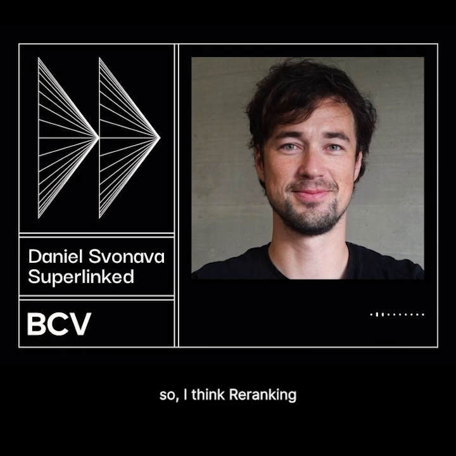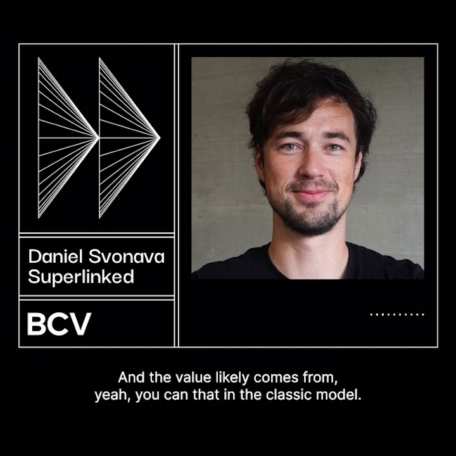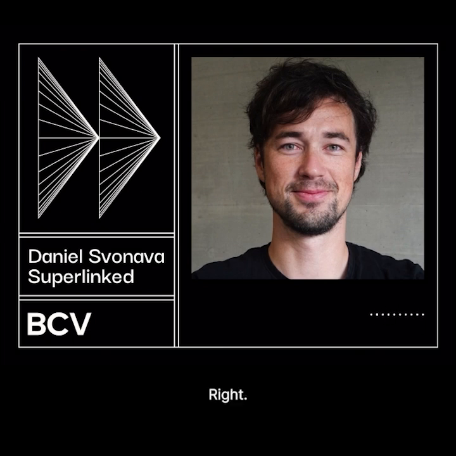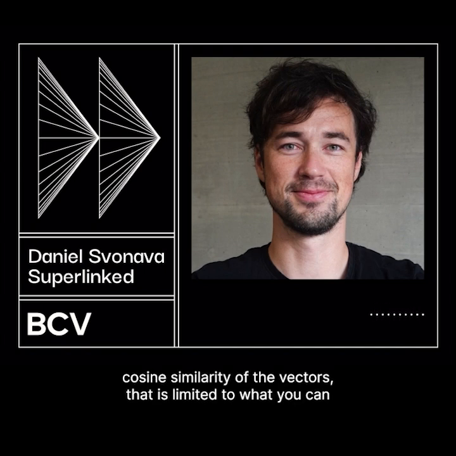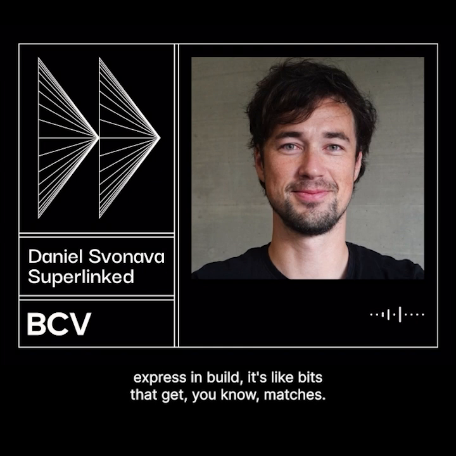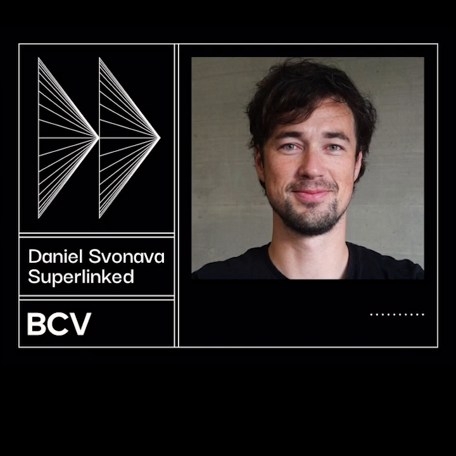So I think re-ranking for 80% of the cases would be just unnecessary complexity on top, and for 20% maybe you actually need it. The value of re-ranking comes from being able to run a more expensive model. Because if the underlying retrieval system is the cosine similarity of two vectors, there is a limit to what you can express in those bits that get matched. So you can re-rank on top, and you can have multiple stages of doing that.